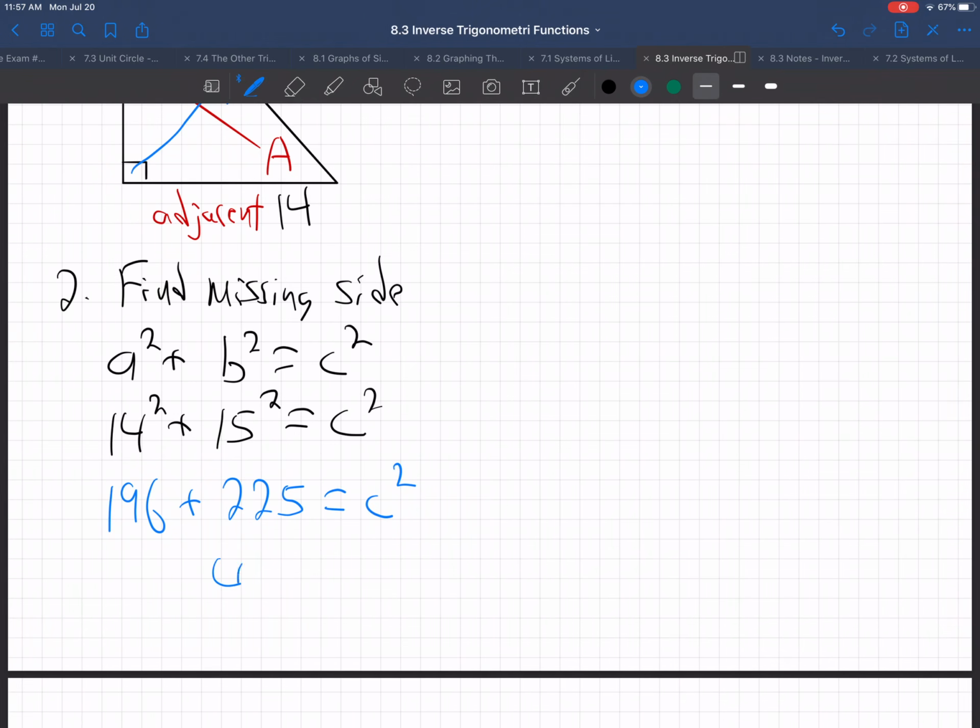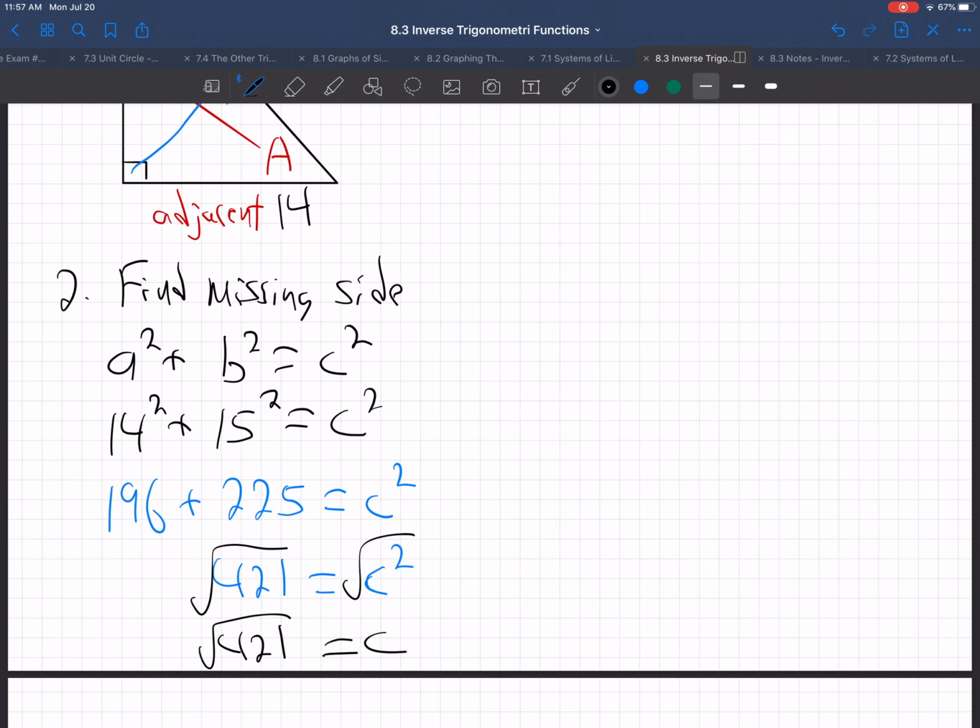Add those up. I'm getting 421 is C squared, and then we root it. So C is the square root of 421. And I'm just going to leave that. You can do it on your calculator. It's just some ugly decimal.